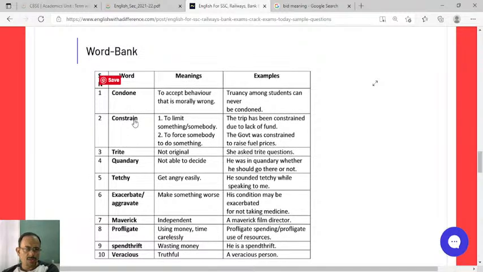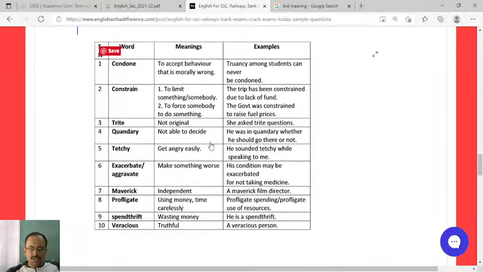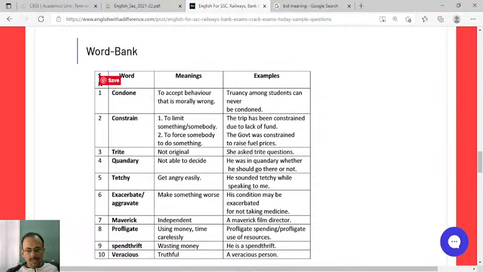Condone, constraint, also I'll show you. So here you can see, right in front of you there is a table, and on this table you can see the meaning as well as the usage of the word is given. Okay, so let's find out, dear students.